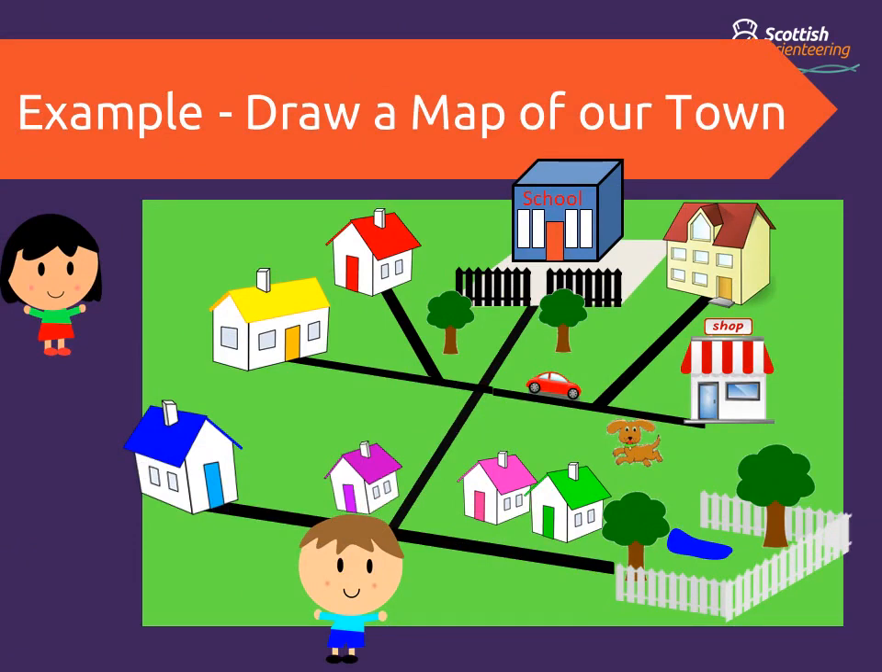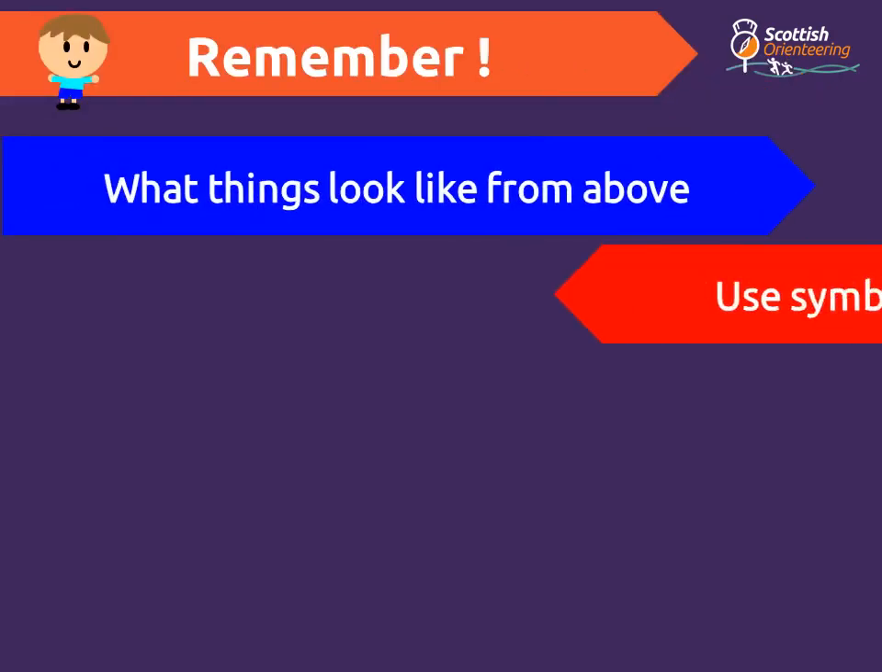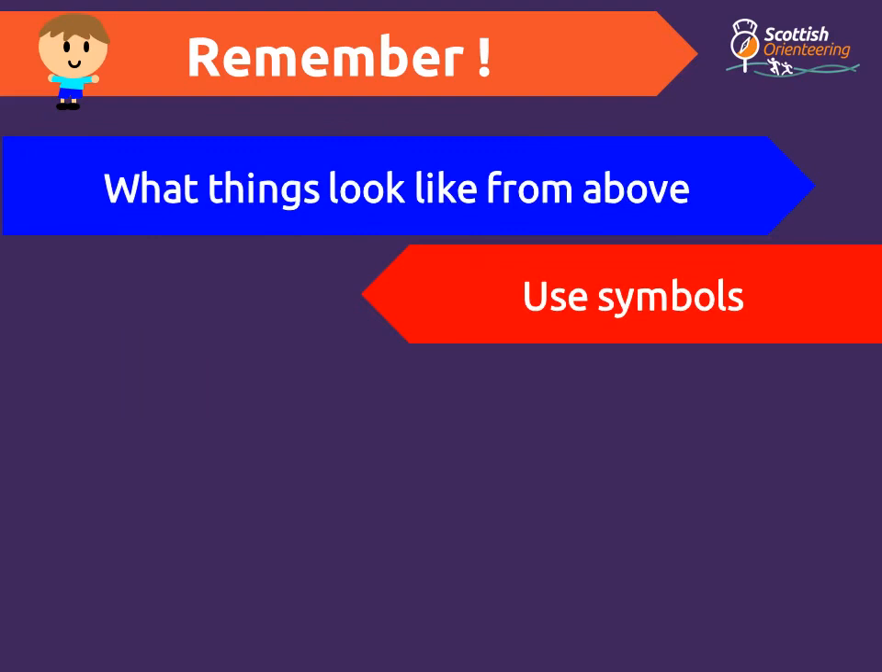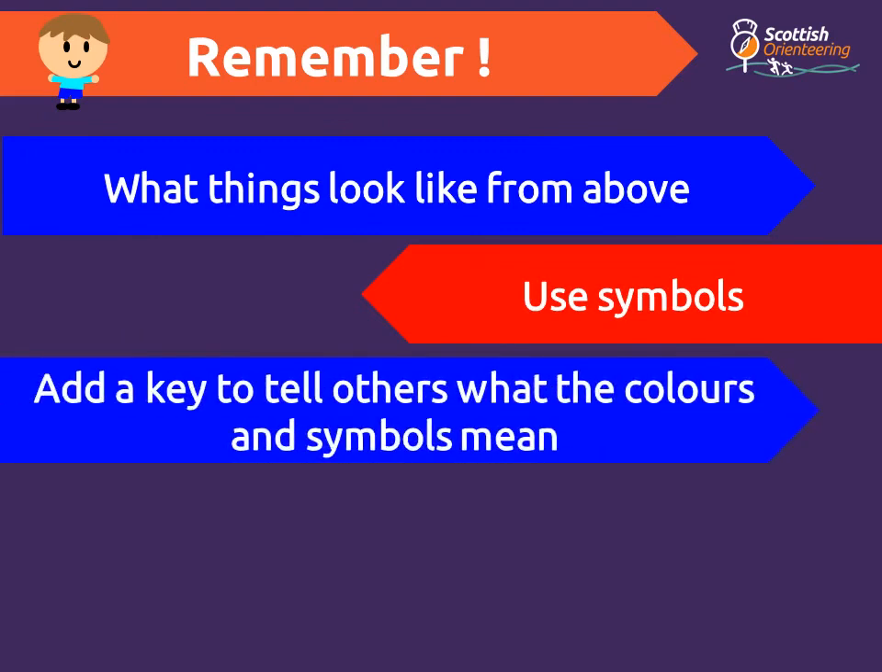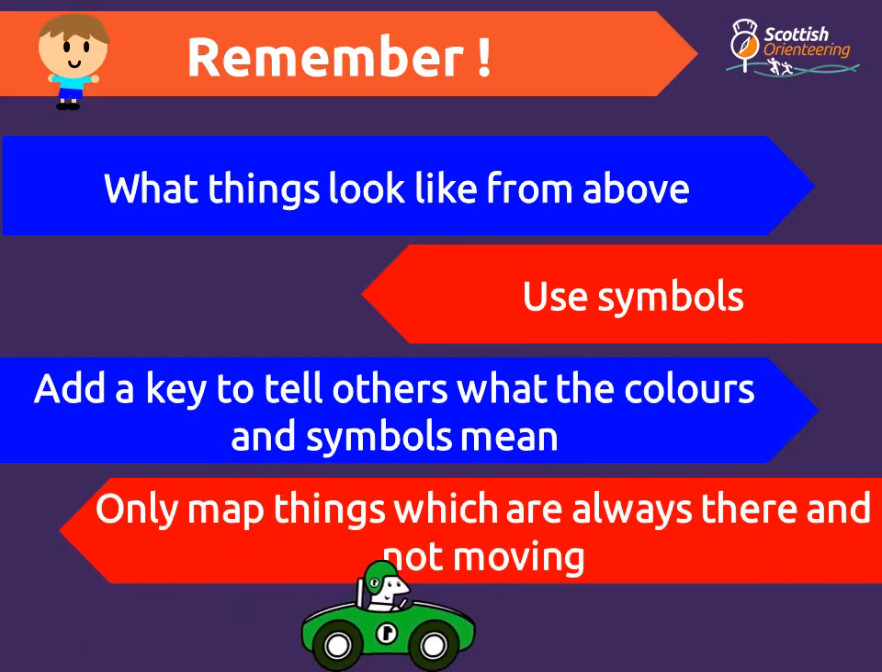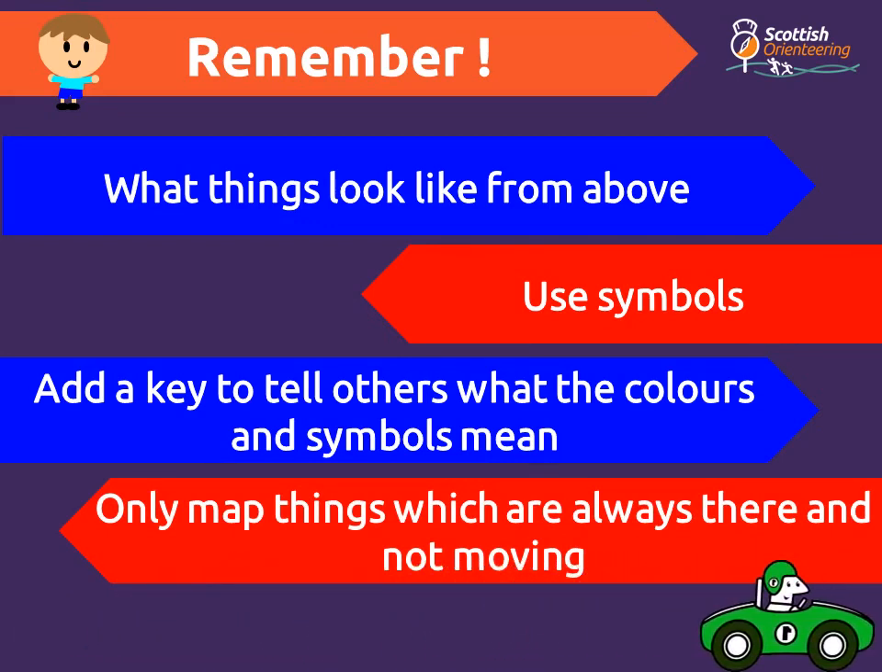What do we need to remember? We need to think about what things look like from above. We need to use symbols. We need to add a key to tell others what the colours and symbols mean. And we need to only map things which are always there and not moving. So no cars or dogs or cats.